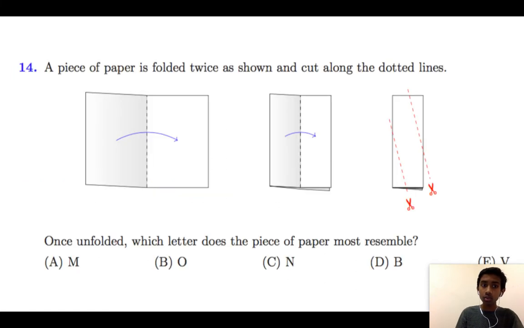Now going to the next question, question 14. We have a piece of paper that is folded twice as shown and cut along the dotted lines. This is a relatively easy question, guys, because you can see the dotted lines, right? If you cut, you'll get a result like M. I'm pretty sure many of you guys have seen these kinds of questions before. So yeah, we have the solutions here.